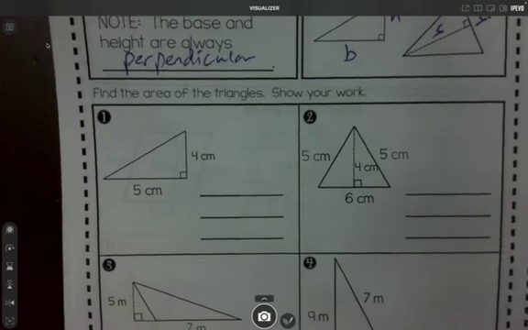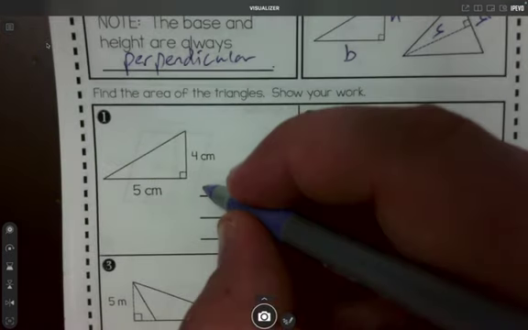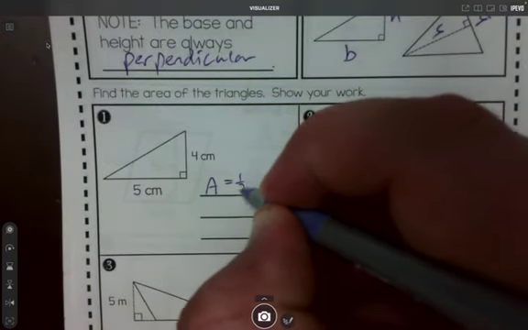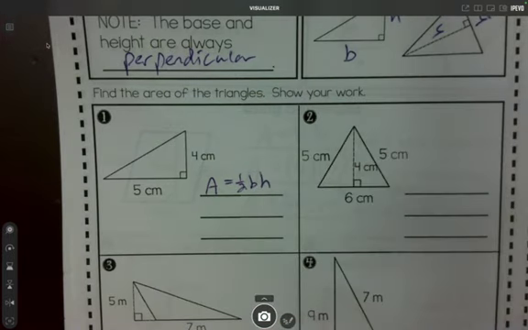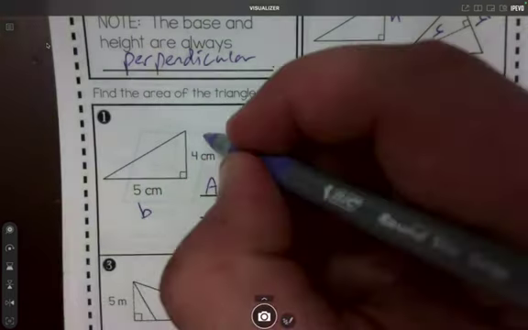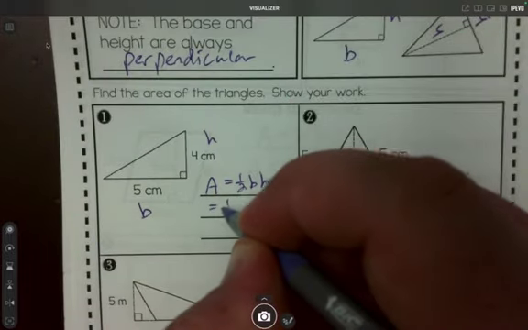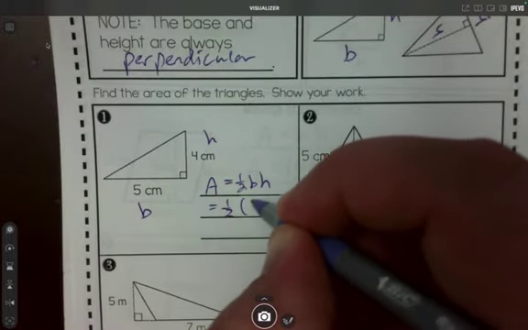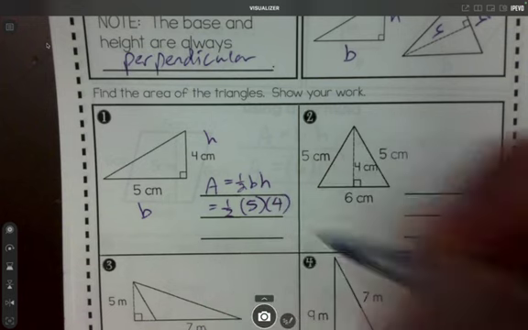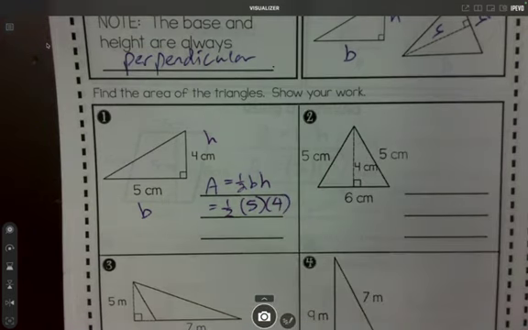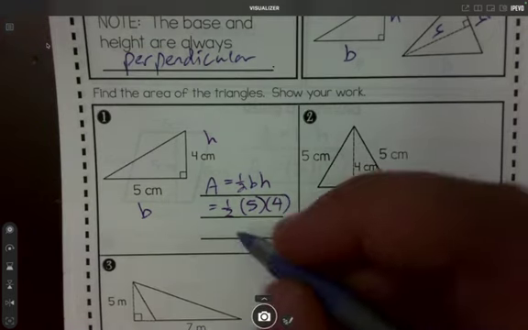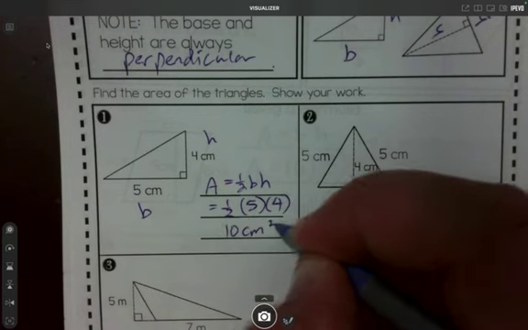Okay, so the formula for a triangle is half times base times height. So in this one, our base is 5. Our height is 4. So we'll do half times 5 times 4. That gives us 10 centimeters squared.